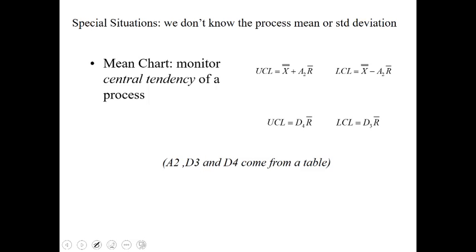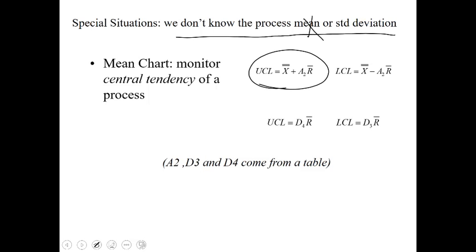We're still going to do a mean chart. We're still going to take our samples and measure the mean of those samples. But the formula changes when you do not know the process mean or standard deviation. That's what happens most often. So we'll use a very different formula. Now we recognize this, but there's no Z and there's no standard deviation. So what we're going to do is use what we call R bar. R bar is the average range that the machine produces.